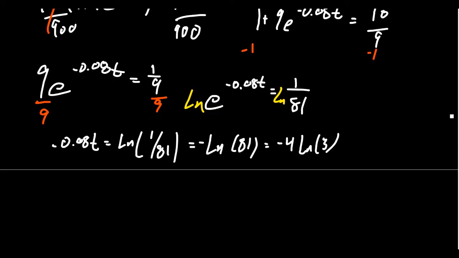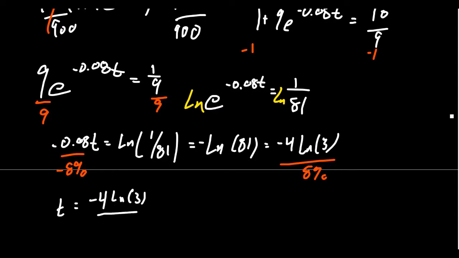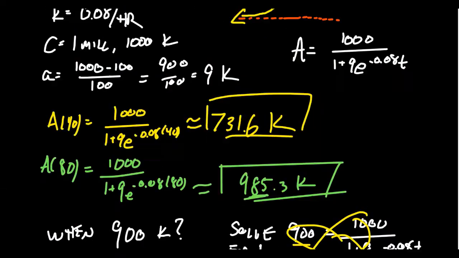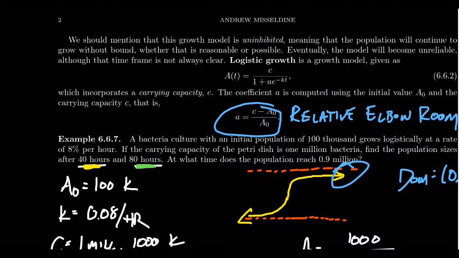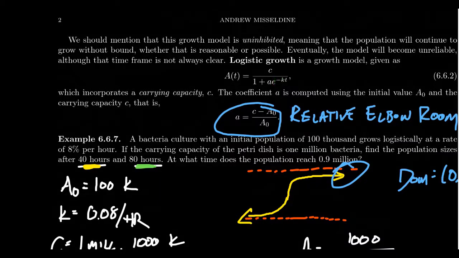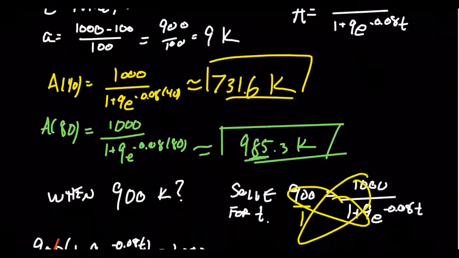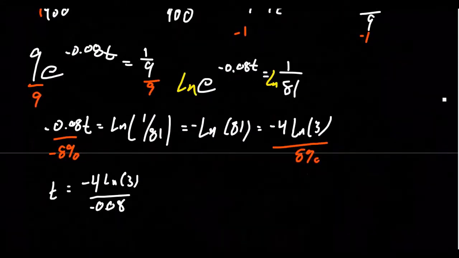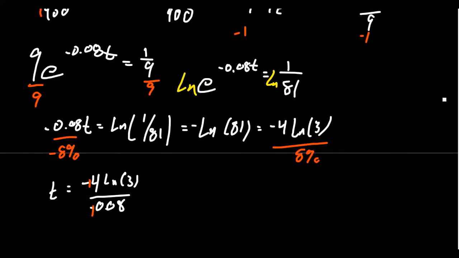To finish off, we need to divide by the negative 0.08 we had before. And so in the end, t would equal negative 4 times the natural log of 3 over negative 0.08. And this is actually the reason why there's a negative sign in front of the k inside of the logistic formula. Going back up the screen right here, why was there a negative sign in the first place? That's because we anticipate, it's actually correcting for the fact that there's going to be a negative later on, like we had right here. So you actually get a double negative, and these will cancel out. Great. And so we end up with our final result.